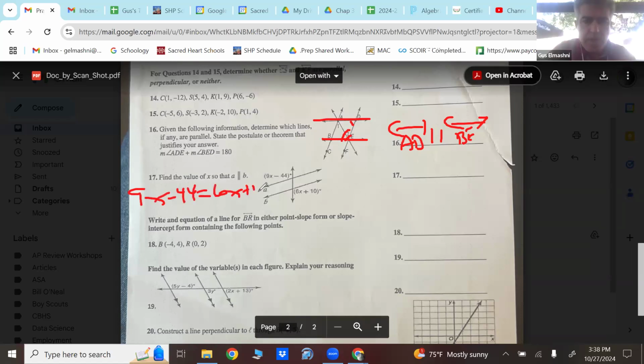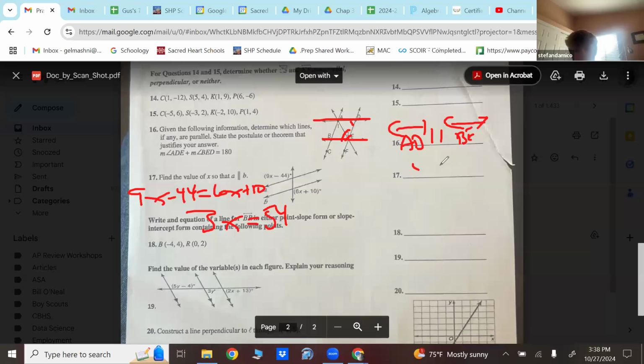So how would I solve this? Tell me. For which one? 17. Yep. So I just made the equation there. You first bring the 6x over, so it'll be negative 6x. So it'd be 3x, then negative 44 on the other side. You get 54. And then divide by 3. You divide that by 3 and use a calculator. Yep, you get 18. Perfect. Good.